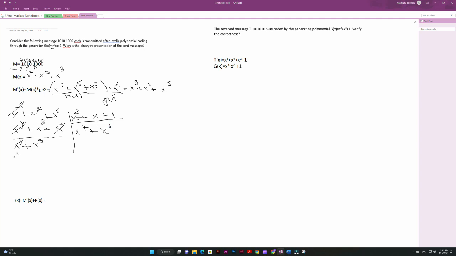Then we'll have x to the power of 6. x to the power of 6 multiplied by x to the power of 2 is x to the power of 8. Then x to the power of 6 multiplied by x is x to the power of 7, plus x to the power of 6 multiplied by 1 is x to the power of 6.